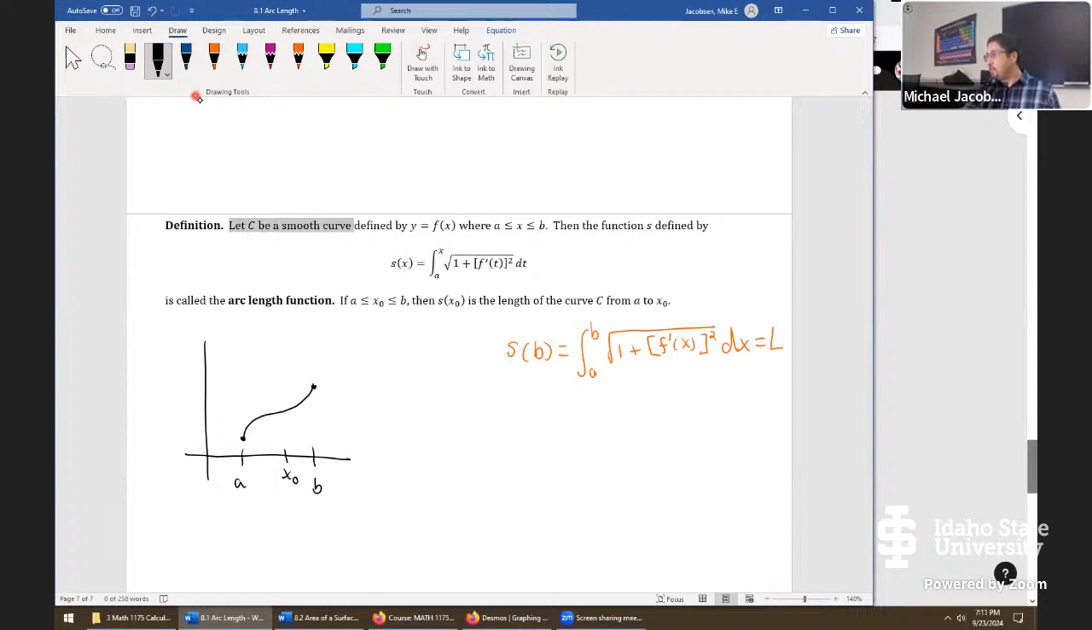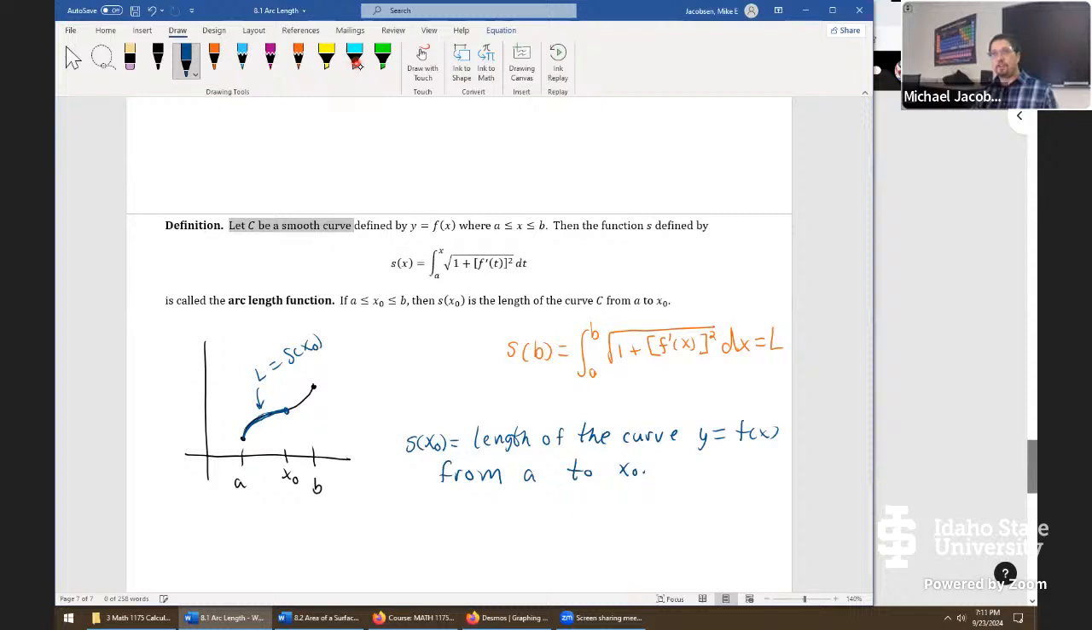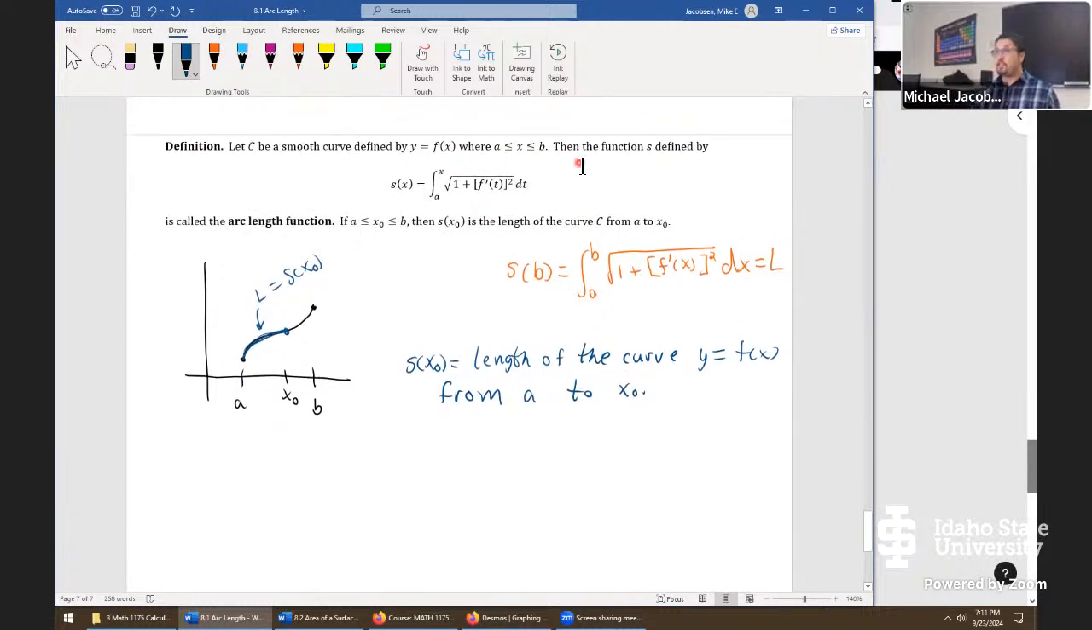And we would say that S of x naught is the length of the curve y equals f of x from a to x naught. So it'd be referring to this length right here. So that's our arc length function. I don't have any direct questions based off this information. There's like 1 or 2 problems that could be assigned, not a lot of support on it. But what we really want to do with this thing is find its differential.